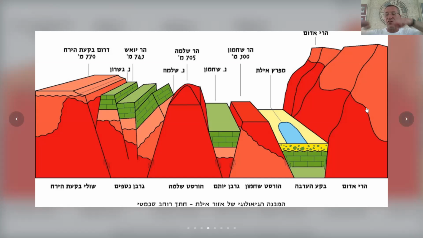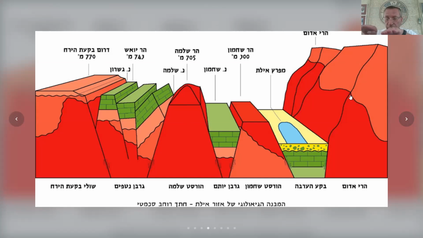Now, I mentioned that the Arabian plate lifted up and ours tilted a bit. That explains why the Harei Edom reach a height of almost 1,500 meters. If you're standing in Eilat and you look at the mountains of Jordan, you can see they are much higher than the ones in Eilat. On our side, the highest mountains over here only reach about 770 meters.